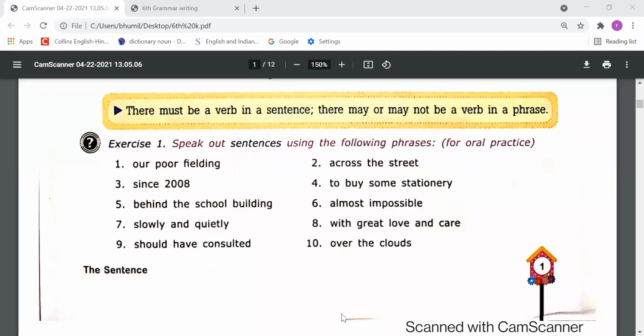So you can make some sentences with these phrases, like our poor fielding, we can say, we lost our match because of our poor fielding. Across the street, my house is across the street. Since 2008, we have been studying in this school since 2008. To buy some stationery, I went there to buy some stationery. Behind the school building, there are some factories behind the school building. So in this way, you have to do the oral practice, right?